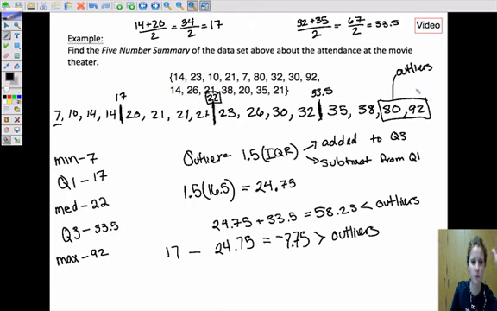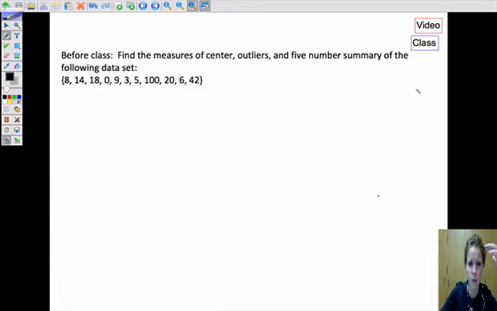Okay, so that's a little bit about all these different statistics, and we'll go over this more in class. If you do have any questions, make sure you ask them in the question pod below, so that I can kind of know where we're at coming into it. But before class, make sure you do this, because a lot of people are slacking on their before class problems. Find the measures of center, any outliers, and the 5-number summary of the following data set. So try this out.